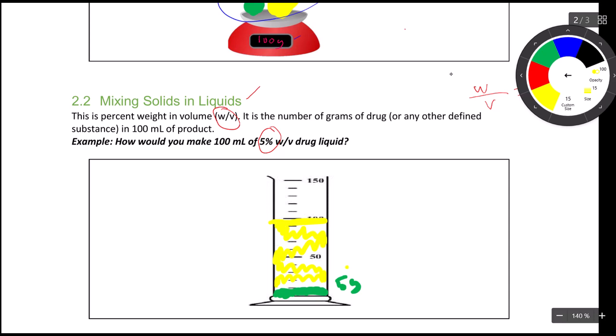Adding enough liquid until we get to 100 mLs is something we refer to as QS. It's a Latin term. If you want to think about it in English, you can say quantity sufficient, meaning we added a quantity that was sufficient to get to the 100 ml mark. So how do you make a 5% drug solution? You add 5 grams of drug and you QS to 100 mLs is the terminology we would use.